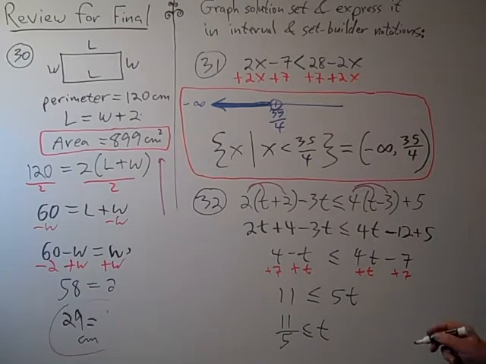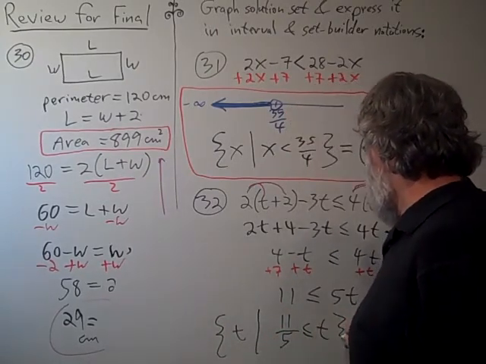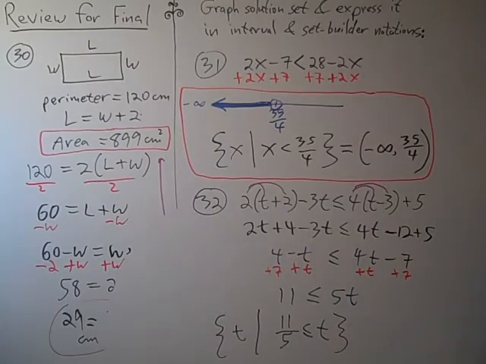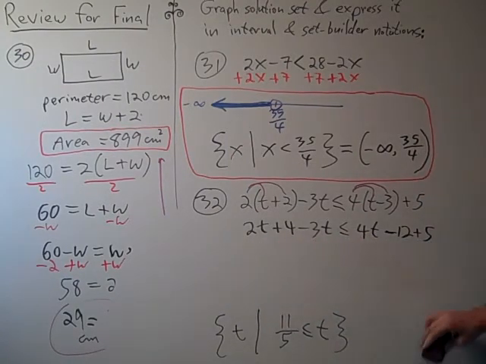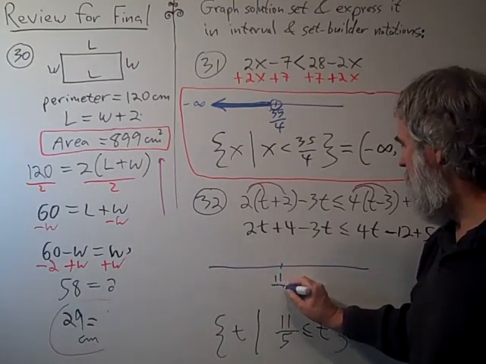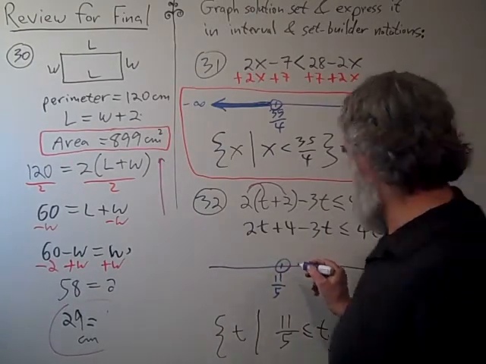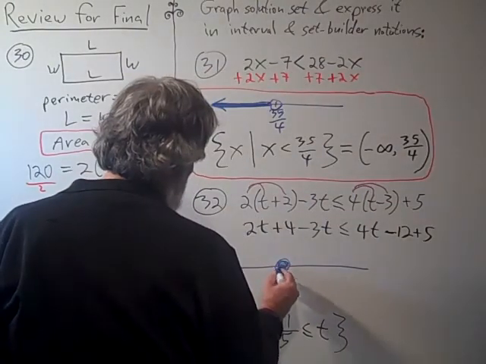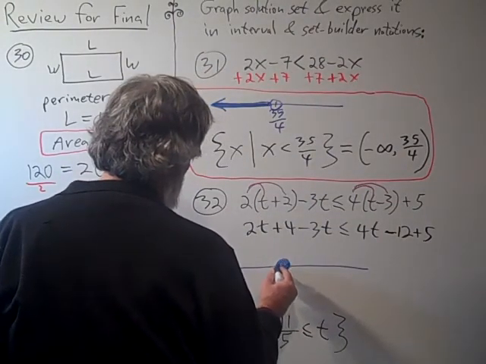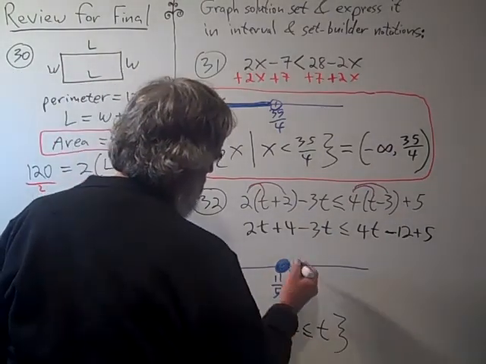So we could write this in set builder notation as the set of all t such that t is bigger than or equal to 11/5. And let's graph that one. Here's a number line, and here's, say, 11/5. We'll draw a circle around 11/5. We're including or equal to, so we want to make this circle filled in. And t is bigger than or equal to that, so that's everything to the right.